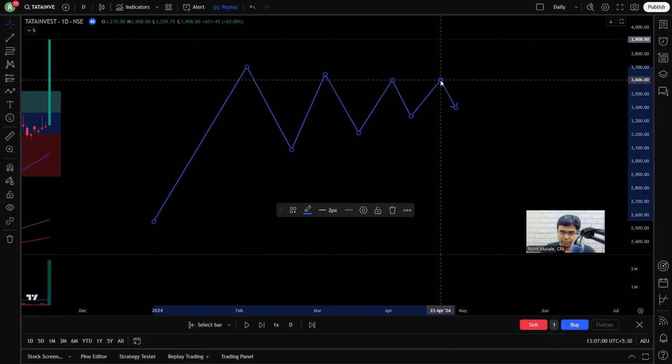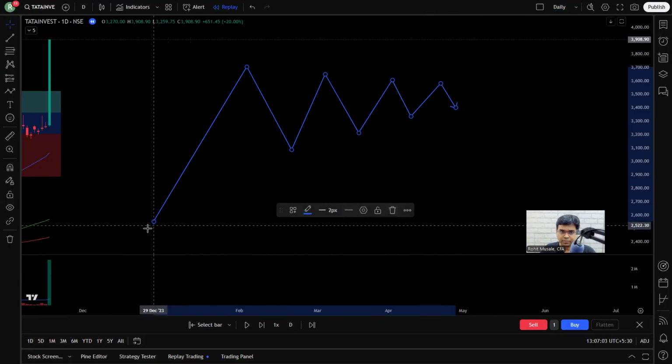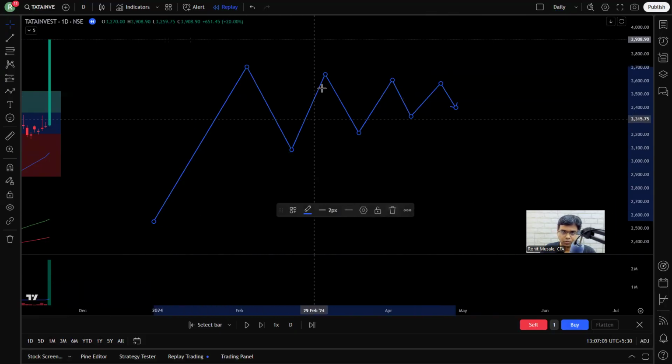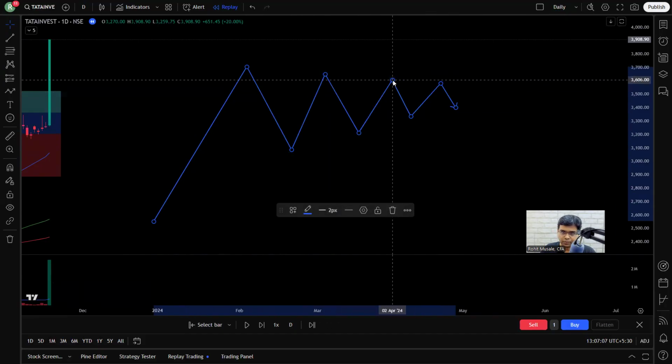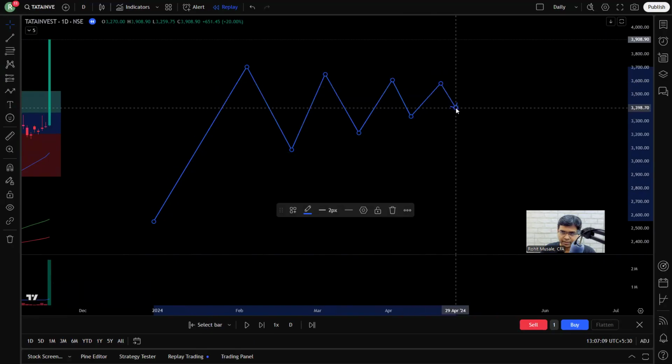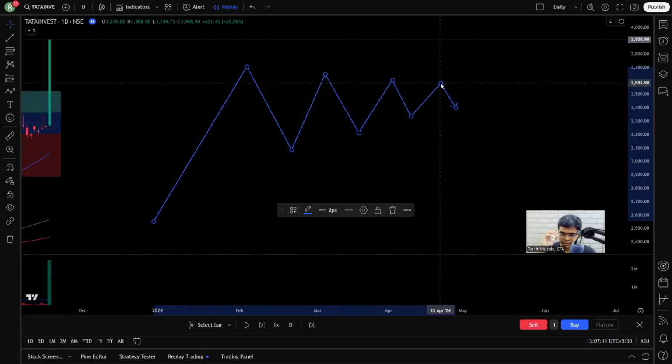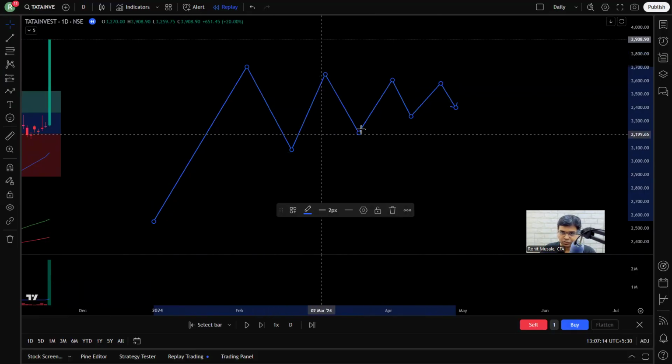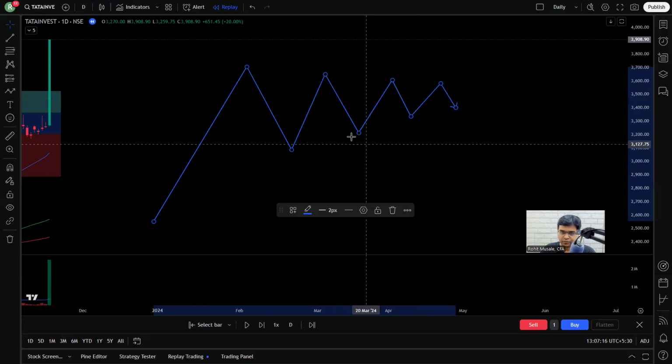So this is slightly below. How many points in the base? 1, 2, 3, 4, 5, 6, 7, 8. So point number 7 is our buy point. So nice consolidation on the right side of the base.